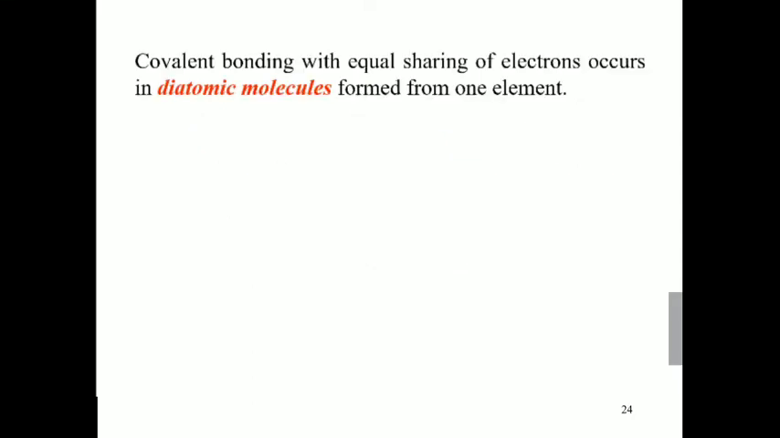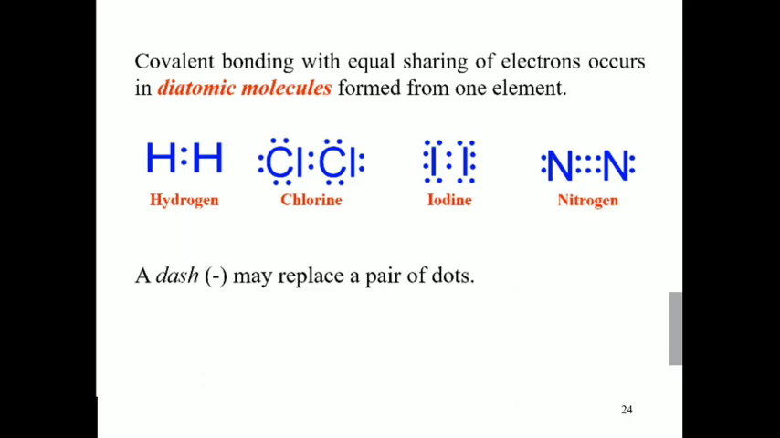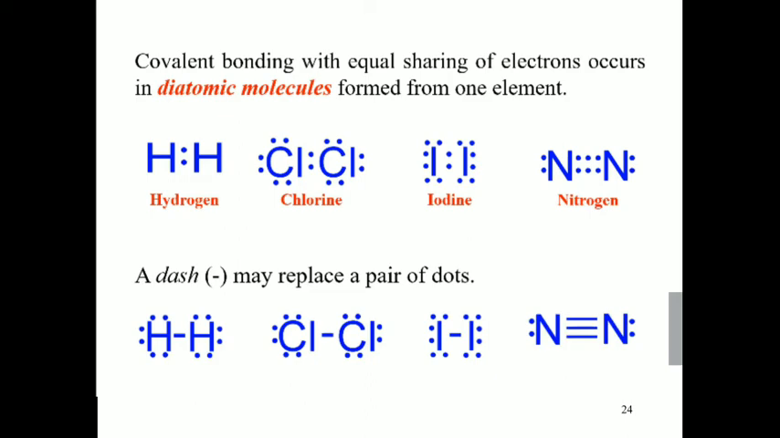Covalent bonding with equal sharing of electrons occurs in diatomic molecules formed from one element. In addition to fluorine, we have hydrogen, chlorine, iodine, and nitrogen. Unlike the first three, nitrogen shares 3 pairs of electrons. 2 nitrogen atoms share 3 pairs of electrons and therefore form a triple bond.